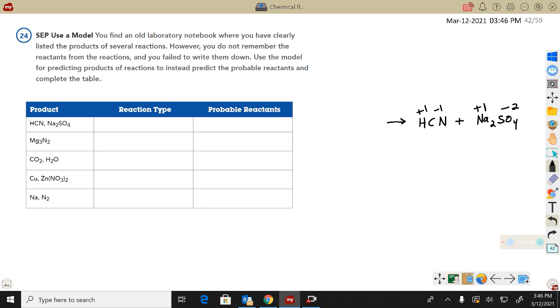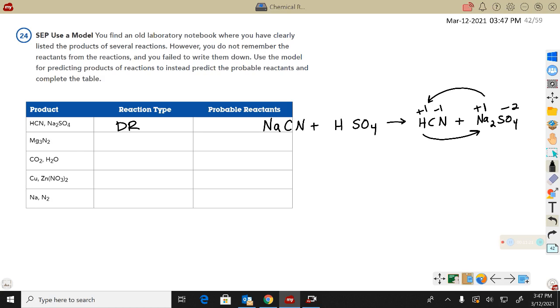I'm wondering if this would have been a double replacement. What if I put a DR in here? Where maybe if this was a double replacement, I could kind of go back and switch my positive ions again. So that maybe the original reactants were something like sodium with cyanide, and then hydrogen with sulfate.